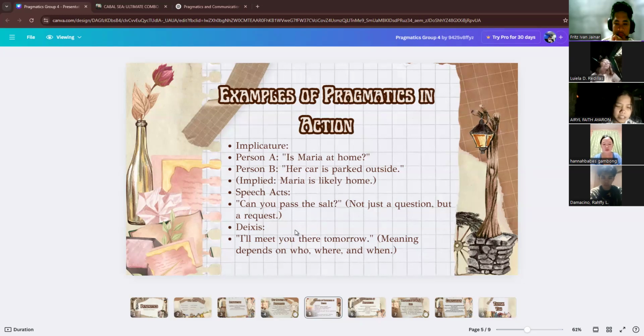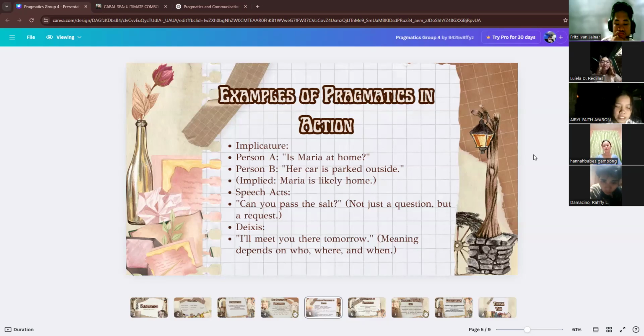Next, we have speech acts. Some sentences don't just give information, they perform an action. A common example is, "Can you pass the salt?" So this isn't just a yes or no question about ability, it's actually a polite way of making a request. The expected response isn't "yes, I can," but actually passing the salt.